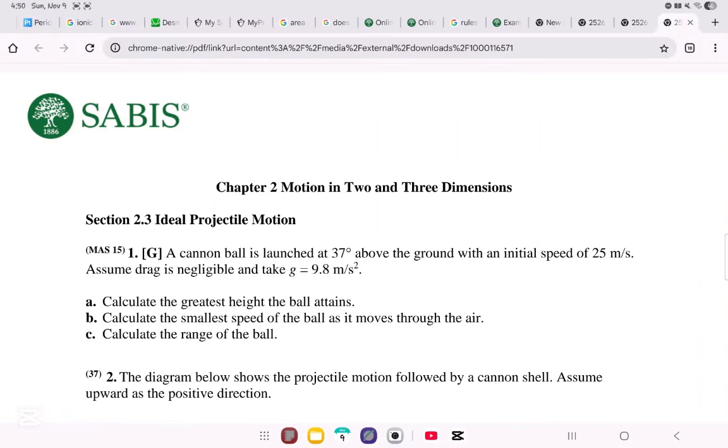So today I'm going to be explaining the chapter 2 course revision questions from 2.3 until 2.4 only, because that's the only thing we have. So anyways, without further ado, let's get started with the first question.